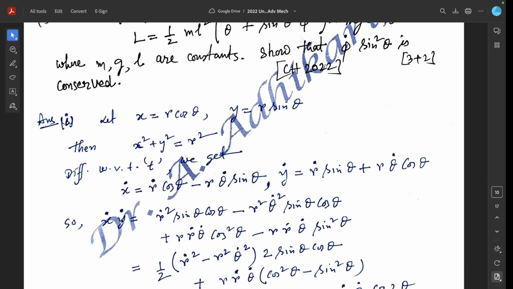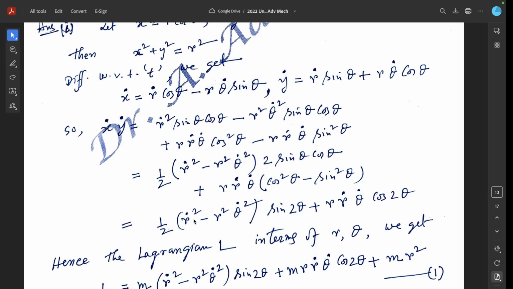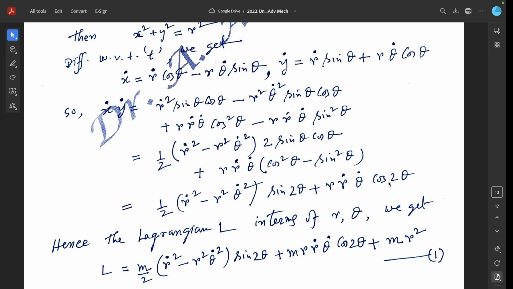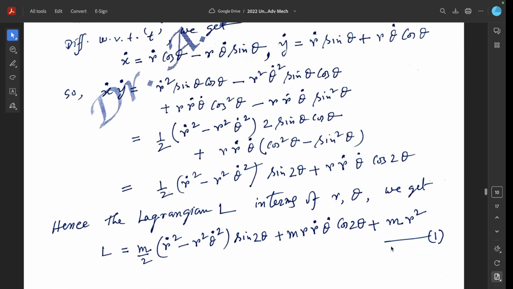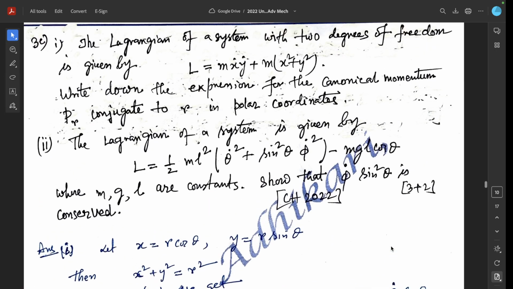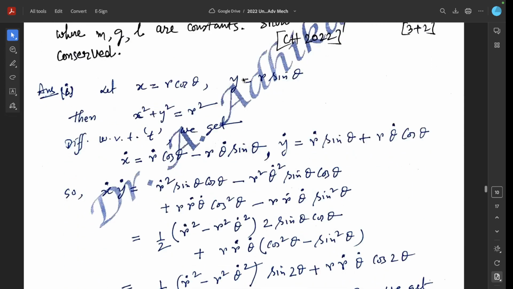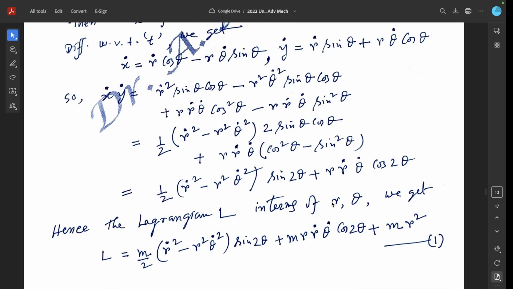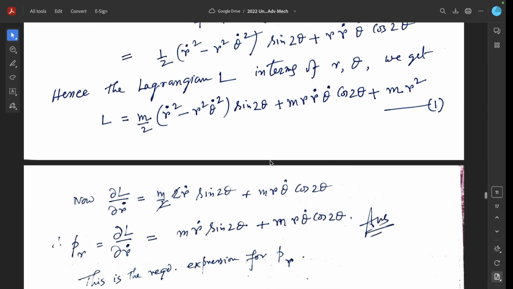So x dot into y dot equals this: half of (r dot squared minus r squared theta dot squared) sin 2 theta plus r r dot theta dot cos 2 theta. Hence the Lagrangian L in terms of r and theta: L equals m x dot y dot plus m(x squared plus y squared). So x squared plus y squared equals r squared, and x dot y dot equals this expression. So in terms of r and theta, we get this expression 1 for L.